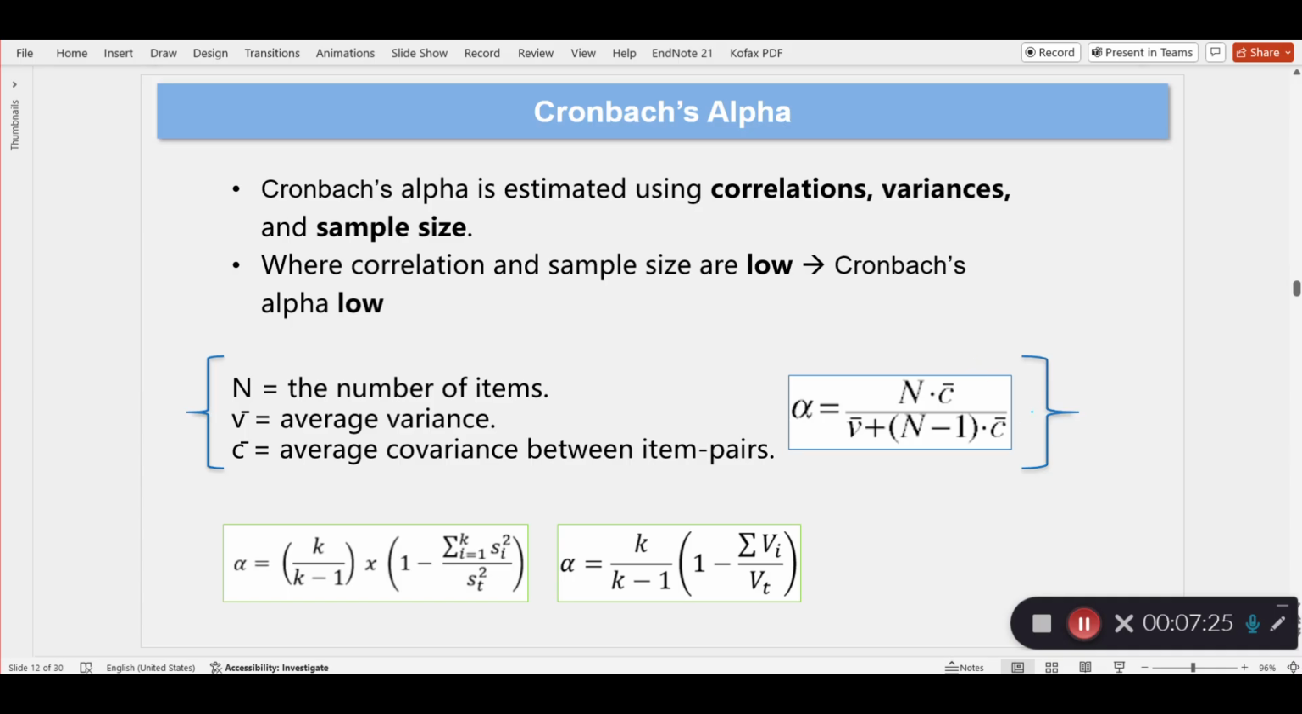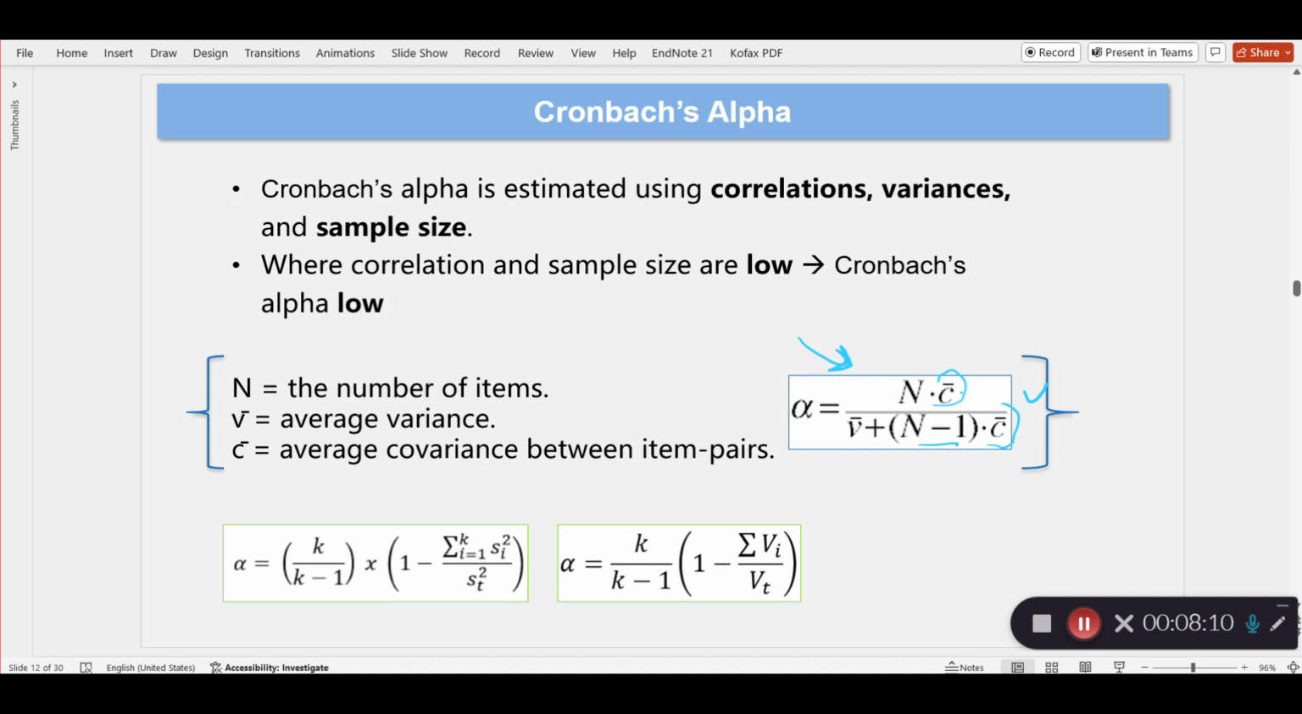The one that I prefer and is my favorite is this one. Alpha is equal to n, which is the number of items, multiplied by the average covariance or average correlation of items, divided by the average variance of each item plus the number of items n minus 1 times the average covariance or average correlation. It doesn't matter which one you use. Both of them work, average correlation and average covariance. And if you estimate both of them, you will see that they are more or less the same.